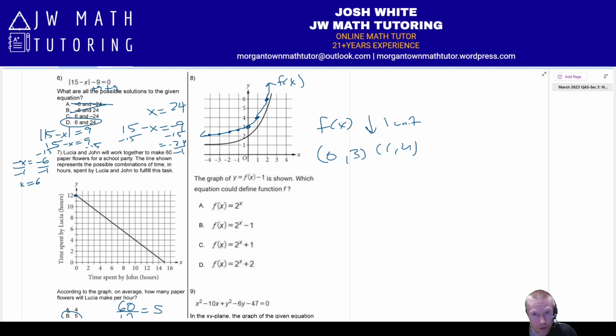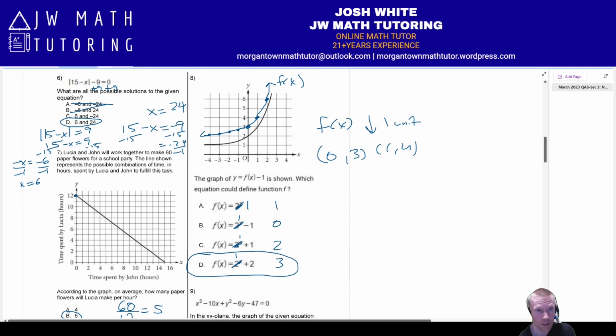So 0, 2 goes up to 0, 3. 1, 3 goes up to 1, 4. Now, go through these answer choices, plug in 0 for x. Notice that 2 to the 0 is just 1. So this is 1, this is 1, this is 1, and this is 1. Okay? So now, what do I get? 1, 0, 2, 3. So which of these has the point 0, 3? Well, it's letter D. So correct answer here is y equals 2 to the x plus 2.